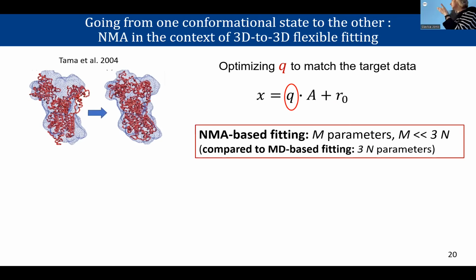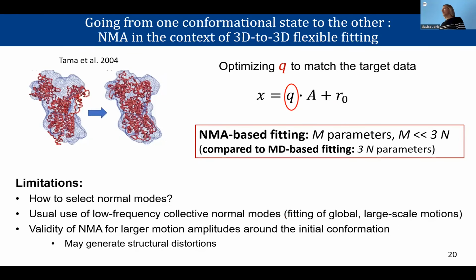The advantage is that you have a much smaller number of parameters than in MD simulation, because usually we will not use all normal modes, since we have 3n normal modes for n atoms. Usually you will pre-select M modes, and M is much smaller than 3n, while in MD-based fitting you have 3n parameters. This is why it is faster, but the question is how to select the normal modes. This is not easy.